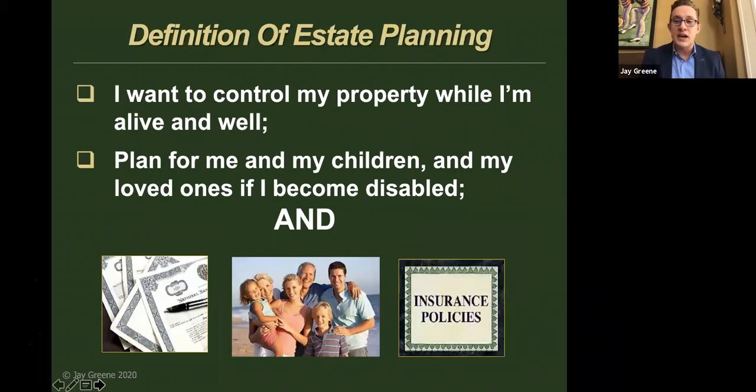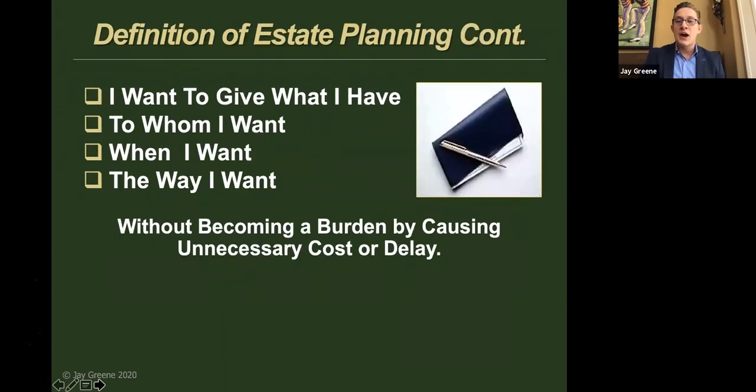So the definition of estate planning, and this is what I like to tell a lot of people, is I want to control my property while I'm alive and well. I want to plan for me and my children and my loved ones if I become disabled. And I want to give what I have to whom I want, when I want, the way I want. And we want to do all of that without becoming a burden or by causing unnecessary cost or delay. So what we want to do is make sure that we have a proper plan in place that's going to protect us no matter what's going on, and also making sure it's not going to be expensive and it works the way it was supposed to.